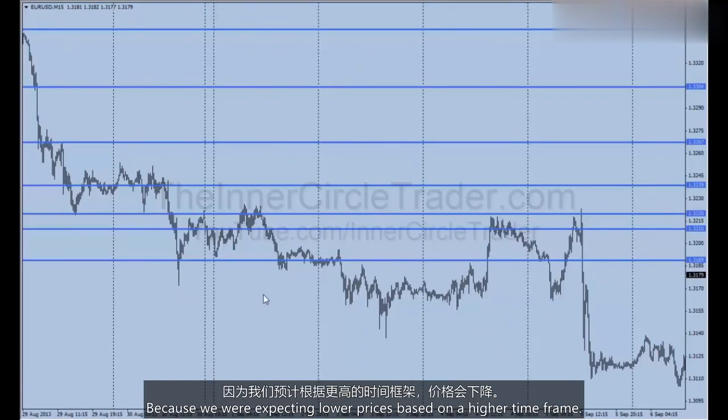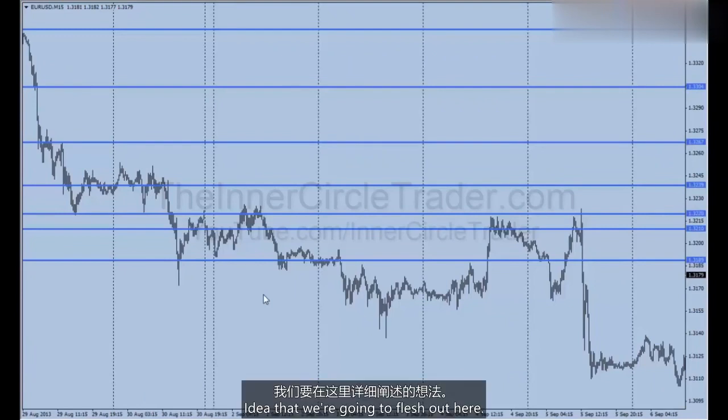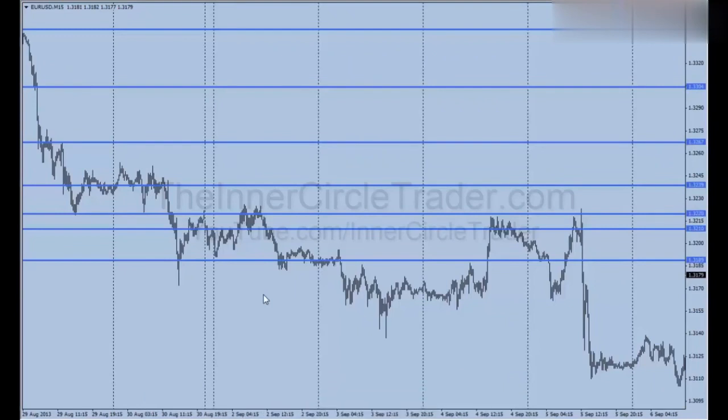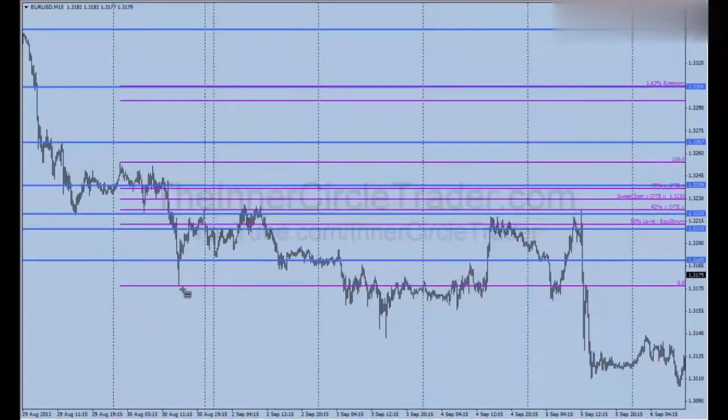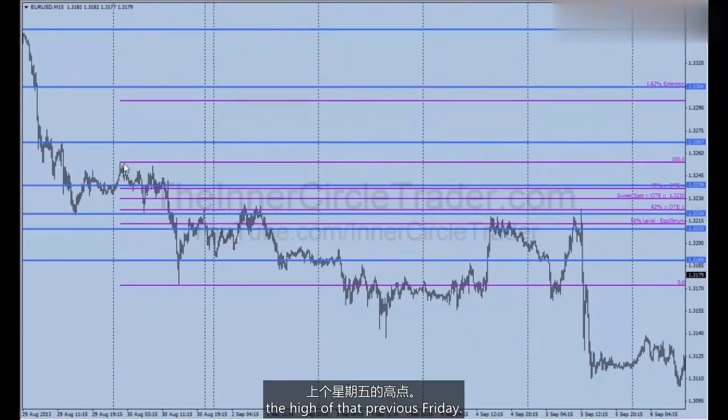On Monday, we were still obviously looking for a selling scenario because we were expecting lower prices based on a higher time frame idea that we're going to flesh out here. But we have a range high here to this range low. I'm going to show you. This is the range here from the low to the high of that previous Friday.